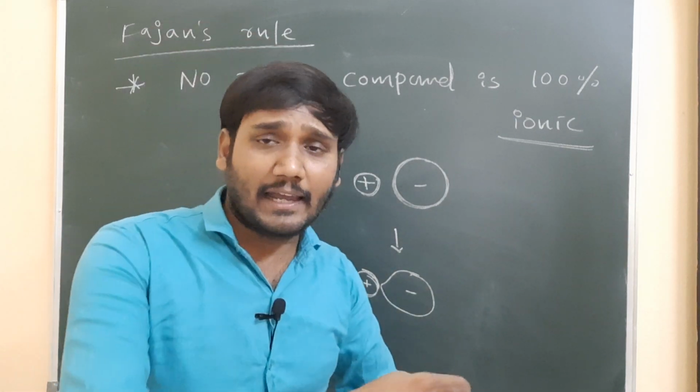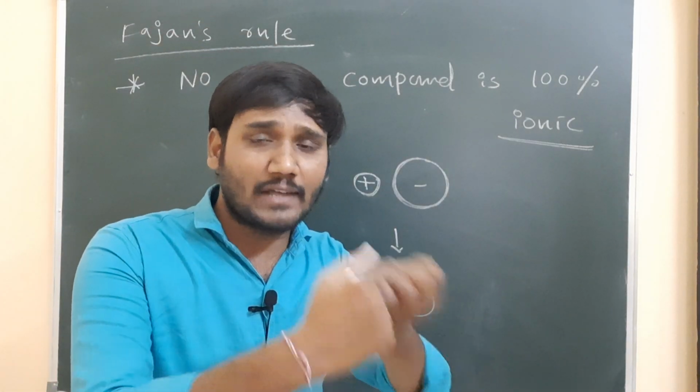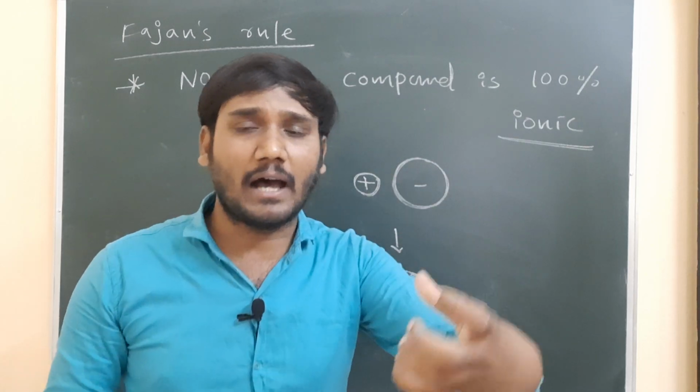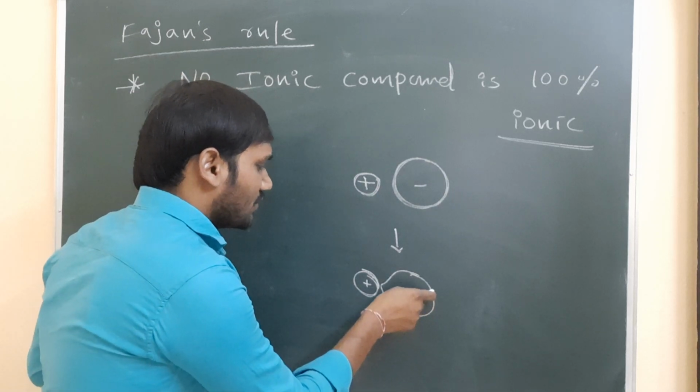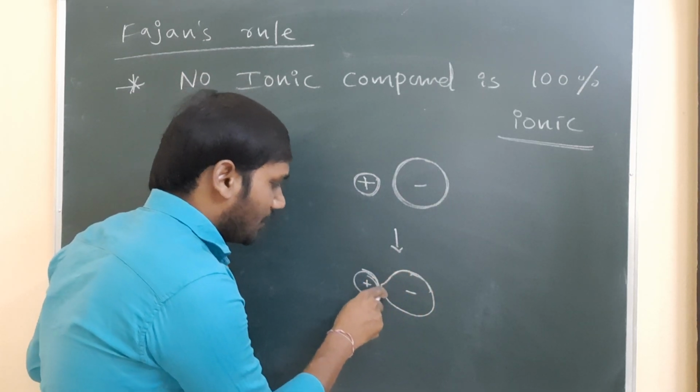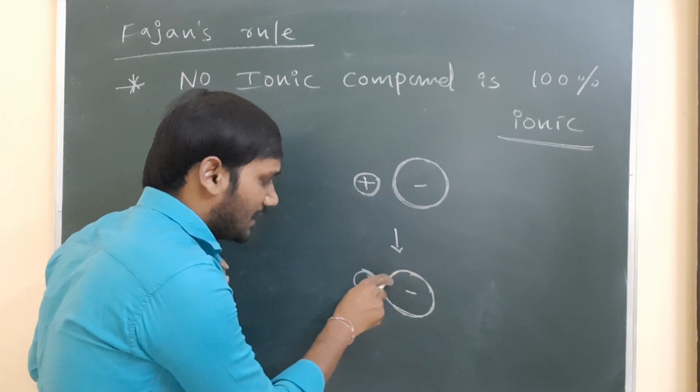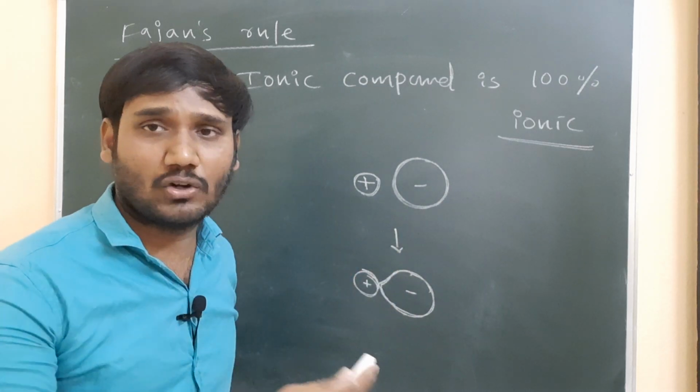The cation is attracting the electrons of the anion. It pulls the electrons of the anion towards itself. At that time, the anion's electrons slowly come towards the cation side. So what happens to the shape? The spherical shape is distorted. The spherical shape changes, and this is called the distorted shape.